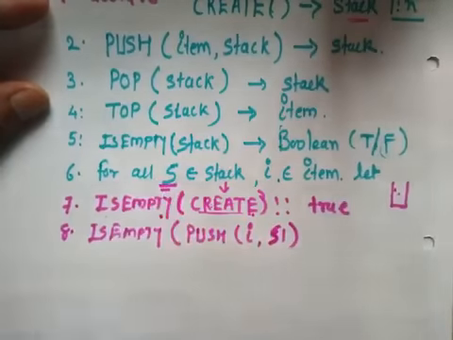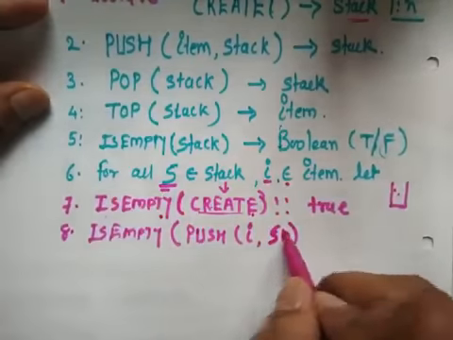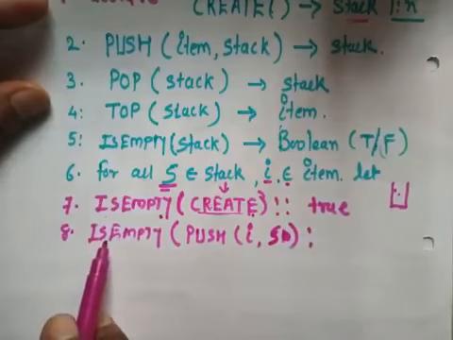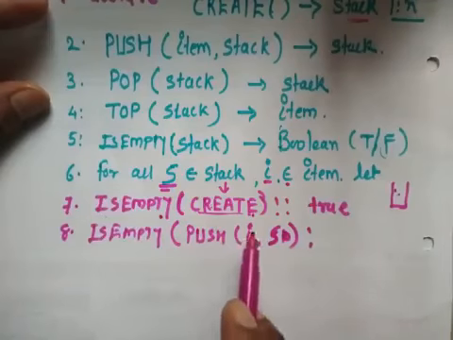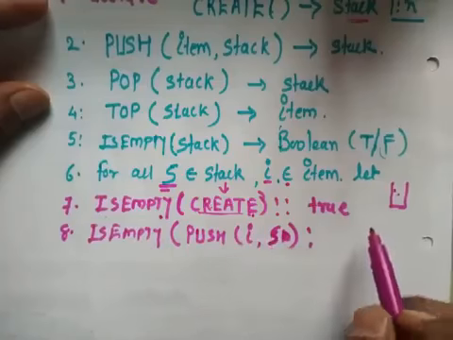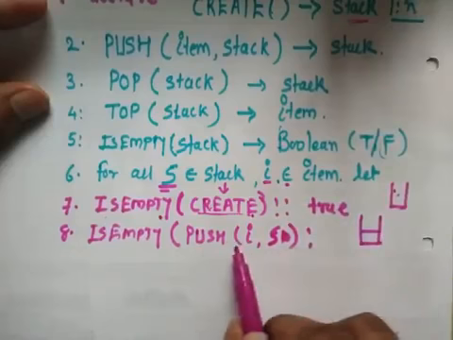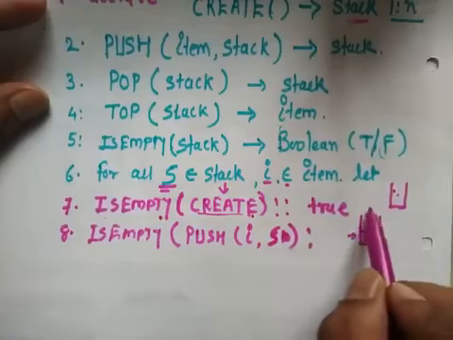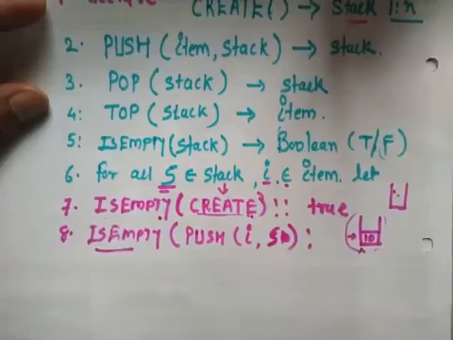We already defined stack as an input. So if I call the is empty function and I pass the push function to it, the push function takes as input an atom and a stack. Suppose it inserts 10 here, and whatever new stack is generated, that new stack is passed to the is empty function.